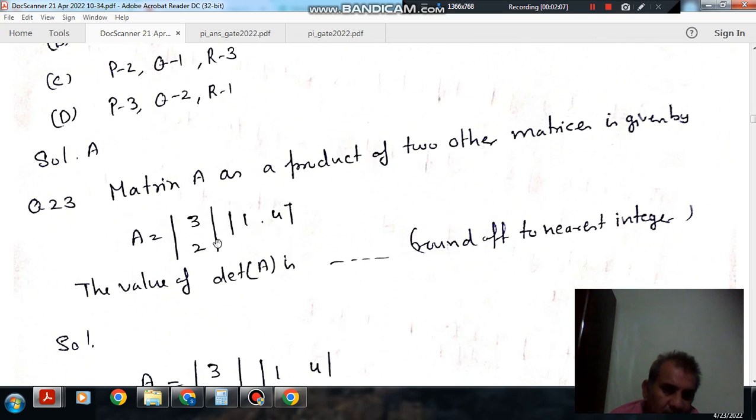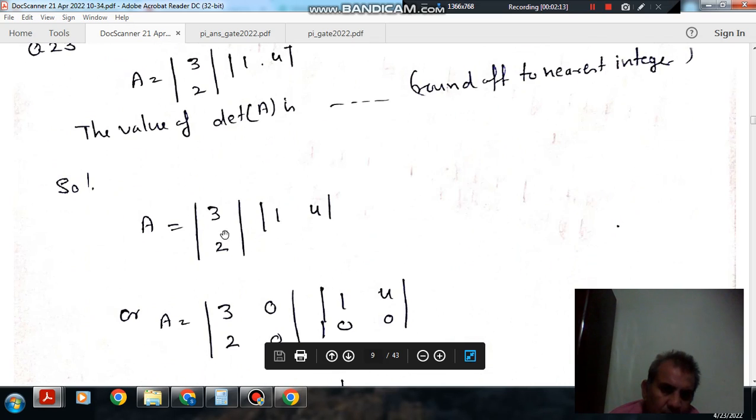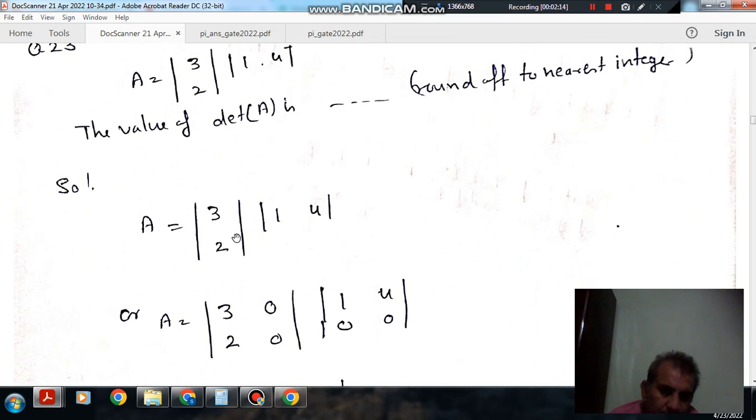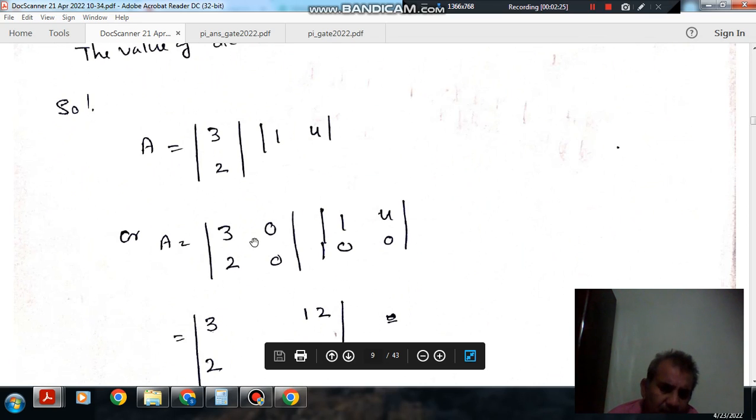this matrix, column matrix 3 2, and row matrix 1 4. The value of determinant A is dash, round off to nearest integer. So this is your single column matrix and this is your row matrix. So this can be replaced by a 2 by 2 matrix with columns 3 2 0 0, and this can be replaced by two rows so that multiplication can be done now.